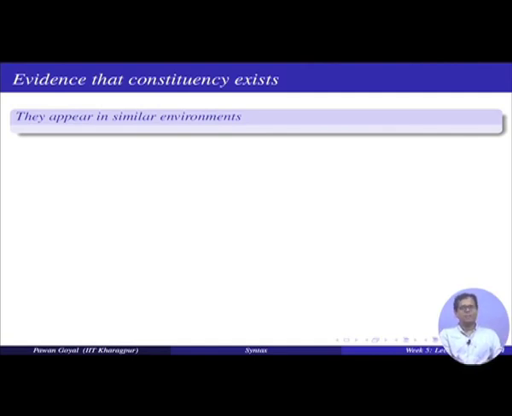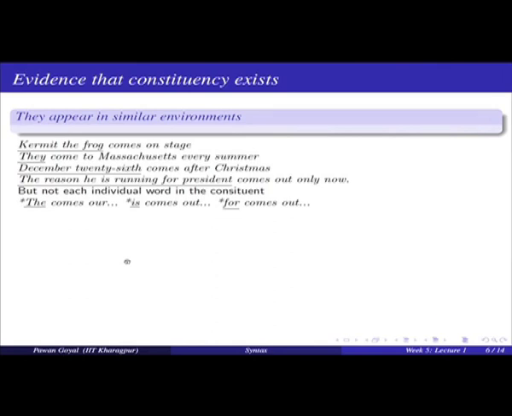Now, is there some evidence that constituency actually exists in language? Yes, there are two different pieces of evidence. One is that these phrases appear in very similar environments. Let me talk about the four noun phrases that we discussed in one of the earlier slides. You see these four examples. Kermit the Frog comes on stage. They come to Massachusetts every summer. December 26th comes after Christmas. The region he is running for president comes out only now. So all these four noun phrases are coming in a very similar context of the word come.